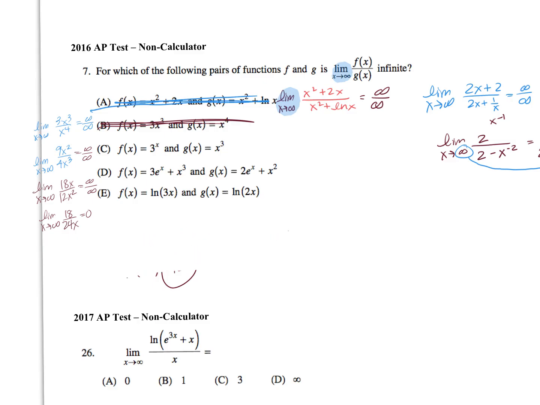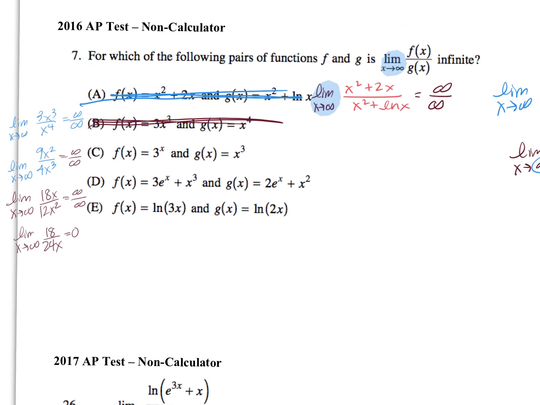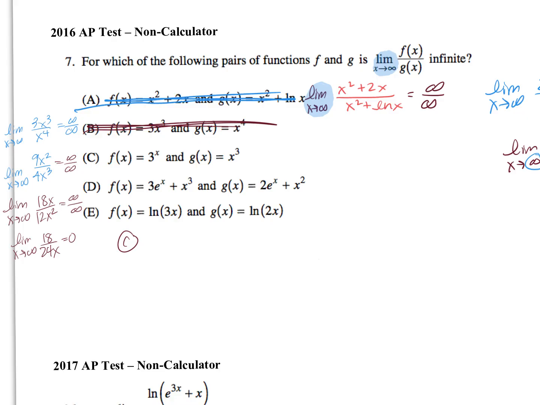Let's see. I kind of want to go through each just real fast because I want to look at C. The limit as x approaches infinity of 3 to the x over x cubed. What's going to be 3 to the x? Just a reminder again, like e to the x, 3 to the x looks like that. As x goes to infinity, what's this going to do? Infinity. Over infinity times infinity times infinity, infinity.